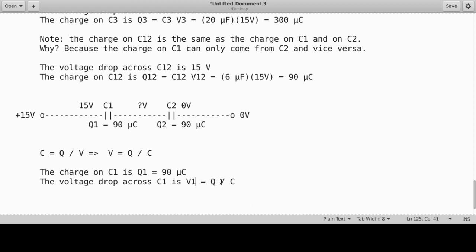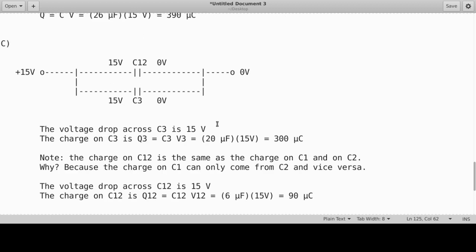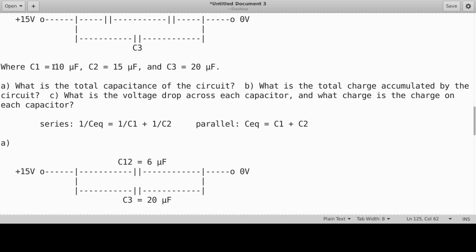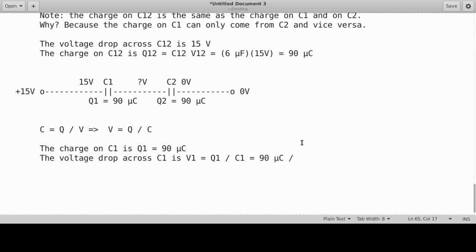Now, I'm talking only about capacitor number 1 here, so I'm just going to put that subscript 1. The voltage drop across 1 is the charge on 1 divided by the capacitance of 1. What's the charge on C1? There it is, 90 microcoulombs. And what is the value of C1? Let me go up here. It was 10 microfarads. So 90 microcoulombs divided by 10 microfarads. The micros cancel. A coulomb divided by a farad is a volt. And so you get 9 volts. So we know that the drop across here is 9 volts.